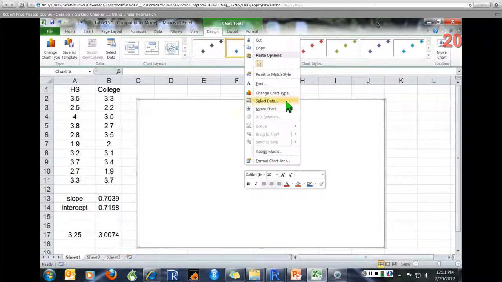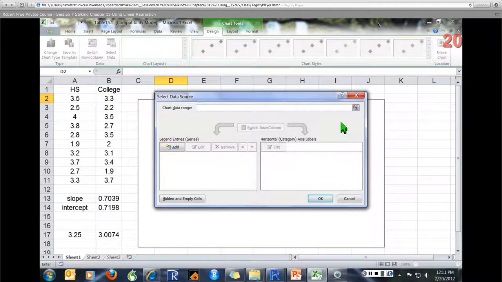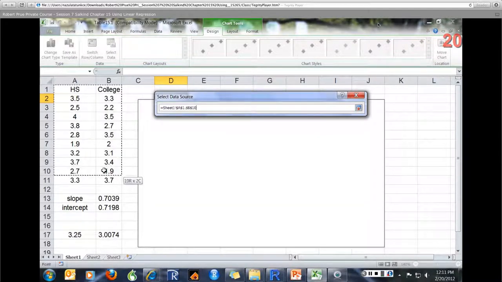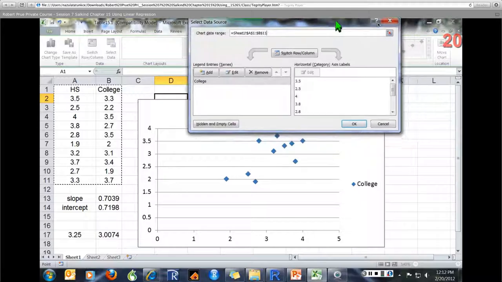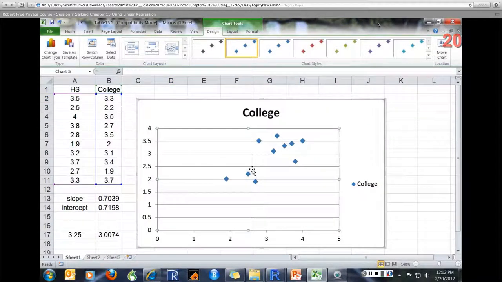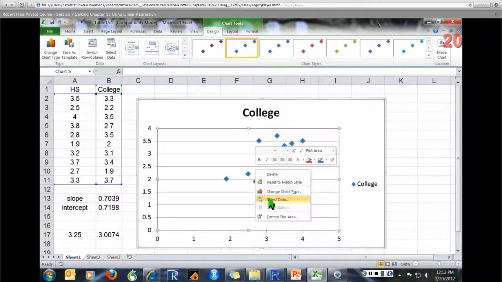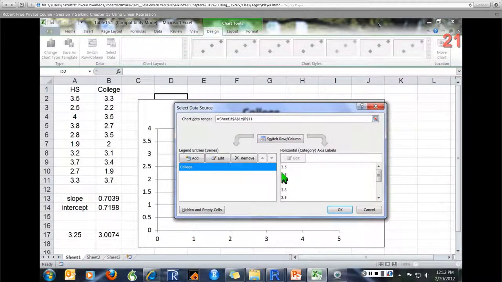Right click, select my data. Okay, my data ranges are this right here. We click OK, and as often happens, does Excel put it in right or does it put it in wrong? Let me select my data again. My horizontal categories are .5, 3.25, 4, 3.8, 2.8. So one time in Excel's distinguished career does it actually do it right. So it's got my college by high school.